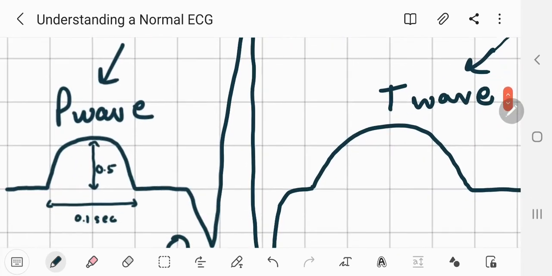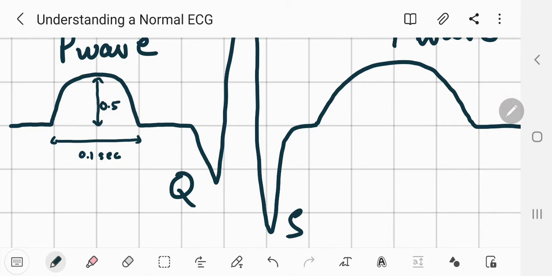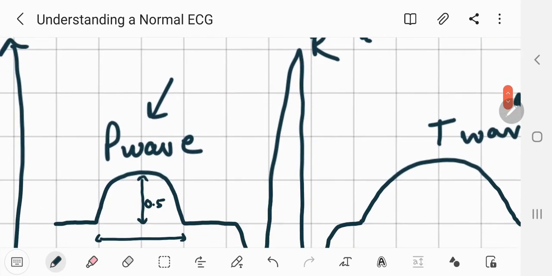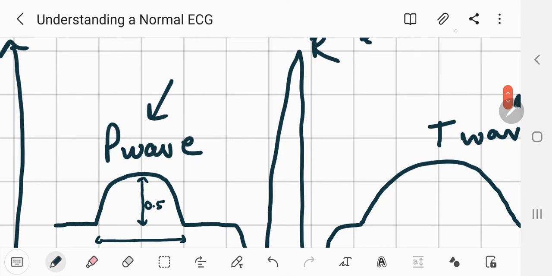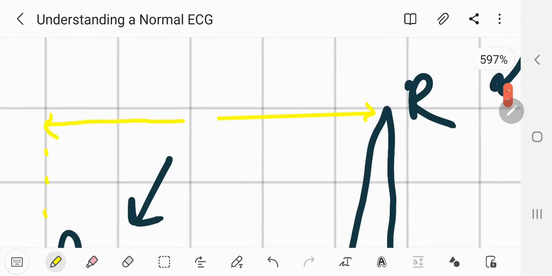Anyways, now there are some small but important markings that we need to remember in the ECG as well. These include the PR interval. Now, what is the PR interval? The PR interval starts from the beginning of the P wave, that is from here, until the peak of the R wave, that is until here. So this one in yellow is the PR interval.